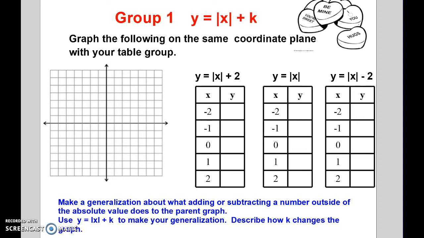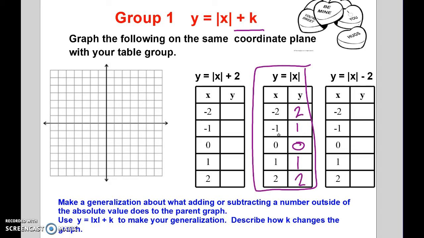Now, the equations for absolute value are going to get more complicated. So notice here we added a number on the outside. So what does that number on the outside do? Well, we know this here is our parent function, which we just had in the last slide. So I know this was 0, 0, and it was negative 1, 1, 1, 1, negative 2, 2, 2, 2. Notice because it's symmetrical that it's always going to be the same number on both sides. So here's my V, my parent graph.